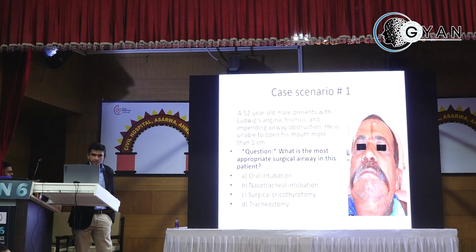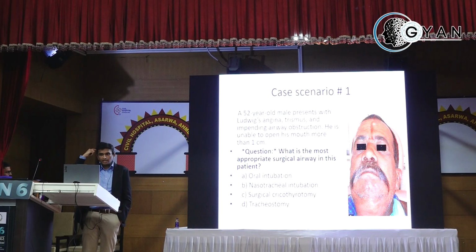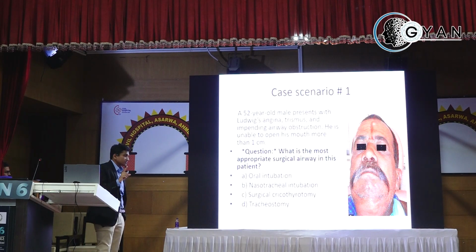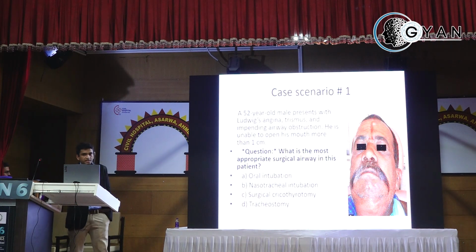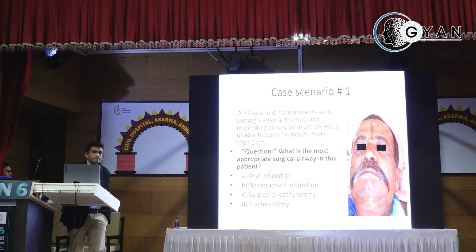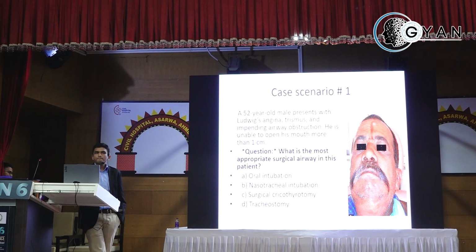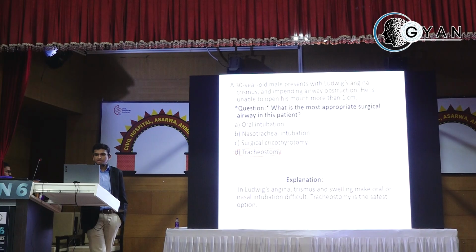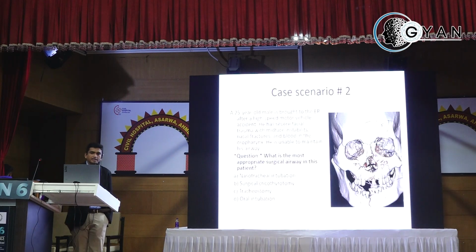The first scenario: a 52-year-old male with Ludwig's angina, trismus and impending airway obstruction. He is unable to open his mouth more than 1 centimeter. What is the most appropriate surgical airway for this patient? Tracheostomy, yes. Since this patient has impending airway obstruction, you should go for tracheostomy. Ludwig's angina, trismus and swelling make oral and nasal intubation difficult.